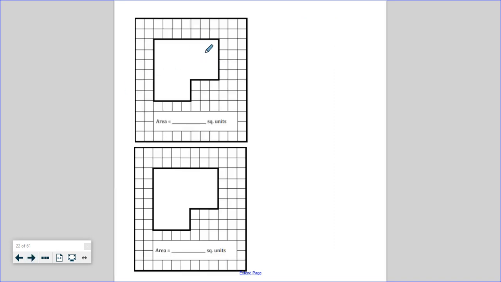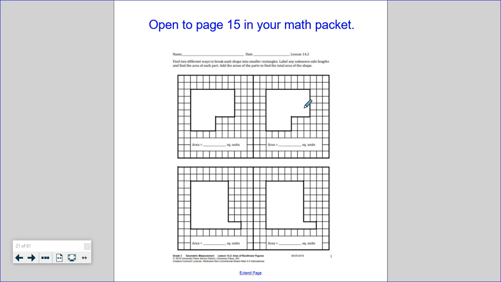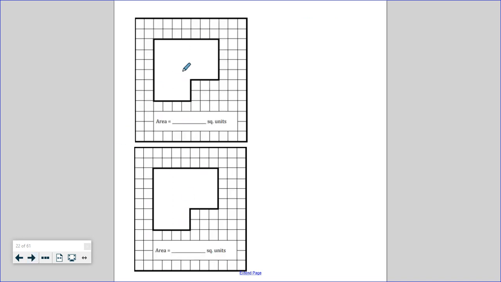Okay, so let's start with this one. I'm going to go back and show you. See these two on the top, how they're the same? I just chopped it apart and put them on top of each other, while the ones on your paper are side by side. Now they're on a grid, but inside the figure itself there are no squares, so we can't count the squares.